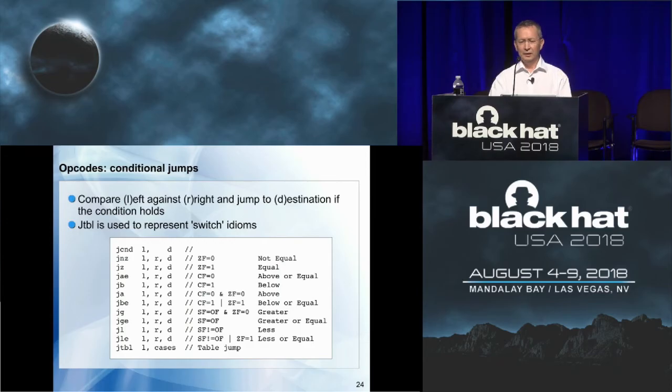The next group is the conditional jumps group. They are similar to the instructions that were generating processor condition codes. So we have a very standard set of jumps: jump zero, jump not zero, jump greater, and so on and so on. Maybe the first and the very last instructions are somehow special here. Jump conditional means evaluate the left operand, and if it's non-zero, then take the jump to the destination. And jump table is used to represent the switch idioms in the output.